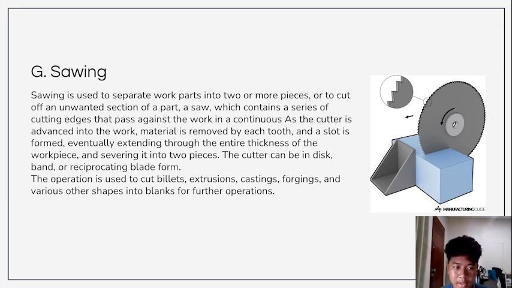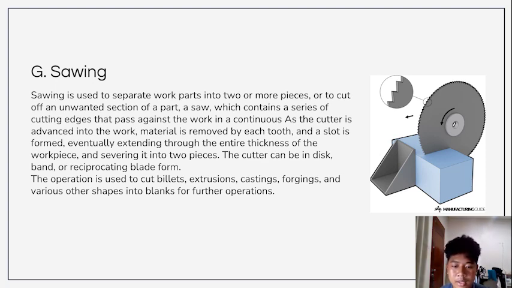The first process is sawing. Sawing is used to separate a work part into two or more pieces, or to cut off an unwanted section of a part. A saw contains a series of cutting edges that pass against the work continuously as the cutter is advanced into the work. Material is removed by each tooth, and the slot is formed, eventually extending through the entire thickness of the workpiece and severing it into two pieces.